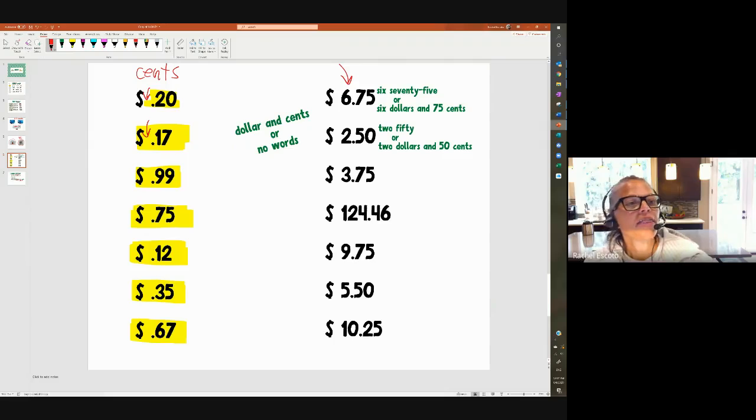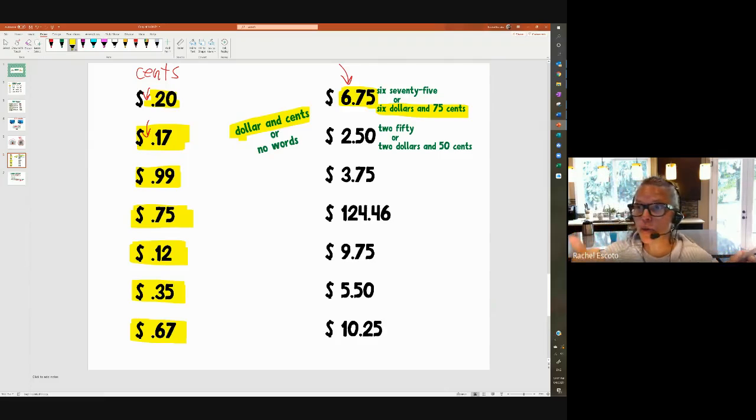Over here on this side, now that you see we have dollars in here, right? We have a dollar. There's two ways to say this. We can either say dollars and cents. So we could say it's $6.75. We either use the words dollars and cents, or we use no words at all, just numbers. We can say 6.75. Okay, so for example, this one, we can say 2.50, or we can say $2.50. You will hear both.